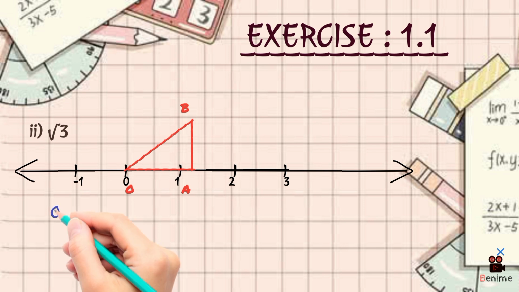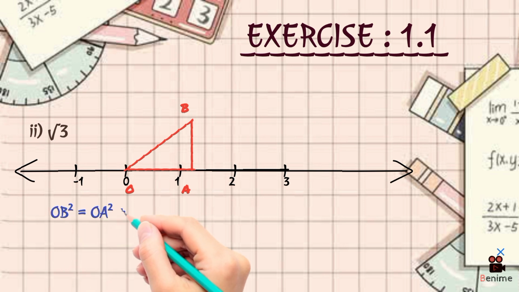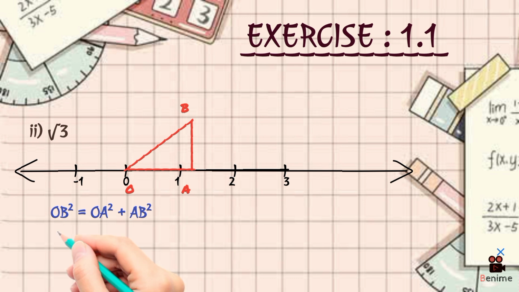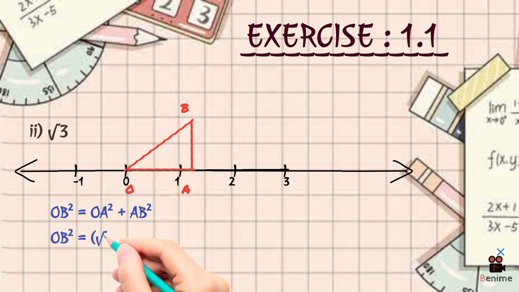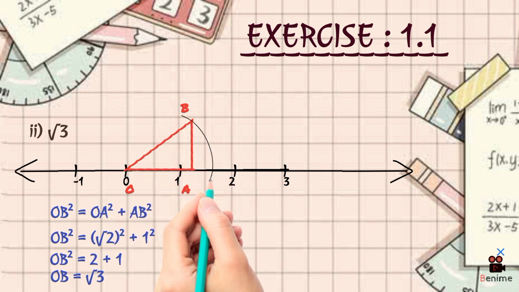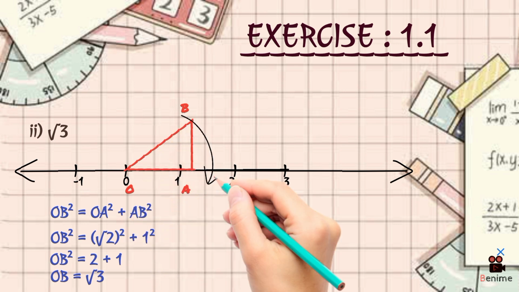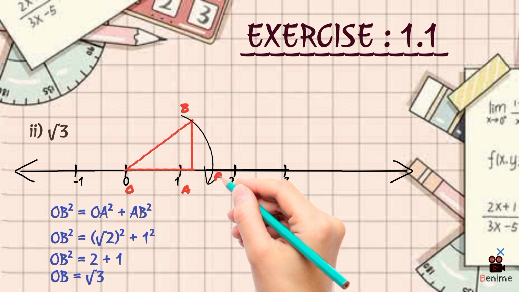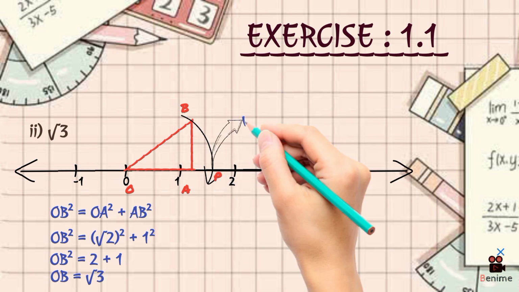Using Pythagoras theorem, OB square is equal to OA square plus AB square. Put OA equals to square root of 2 unit and AB equals to 1 unit. Then OB becomes square root of 3. Next place the compass needle at O and open it to length OB. With center O, cut the number line at point P. The point P represents square root of 3.